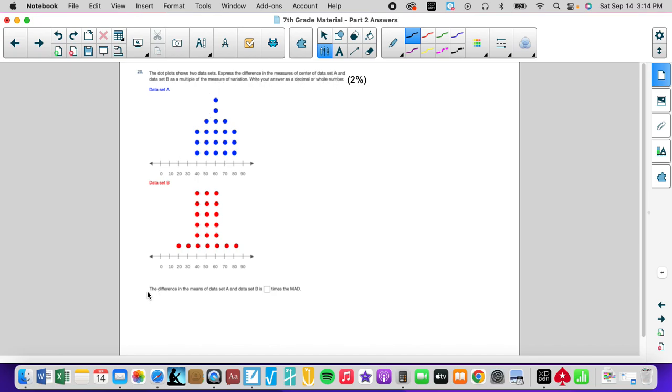And then it comes down here and it says the difference in the means. So they told us the measure of central tendency, which is means, of data set A and B is blank times the MAD. So MAD is mean absolute deviation. So first let's find the mean. Looking at this, you don't have to add up all these. We see that this is actually very symmetrical. So these are going to counter this, and this is going to counter this because it's the same distance away.